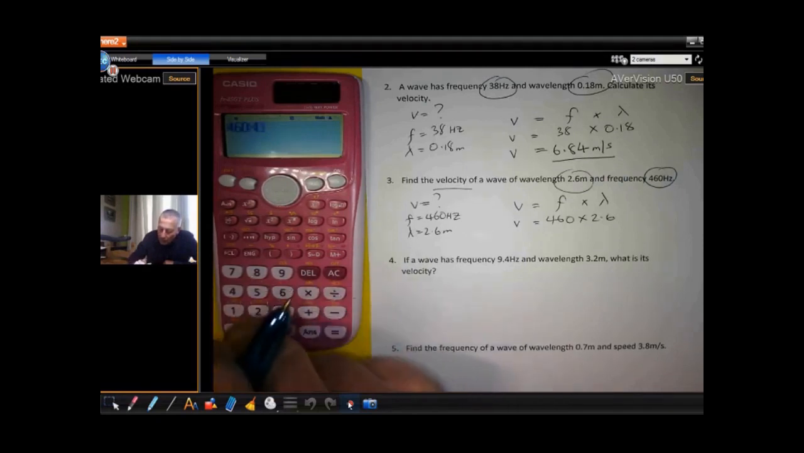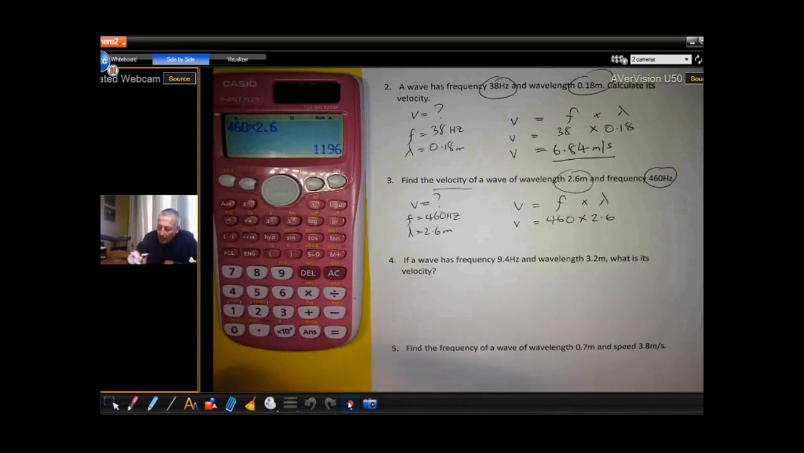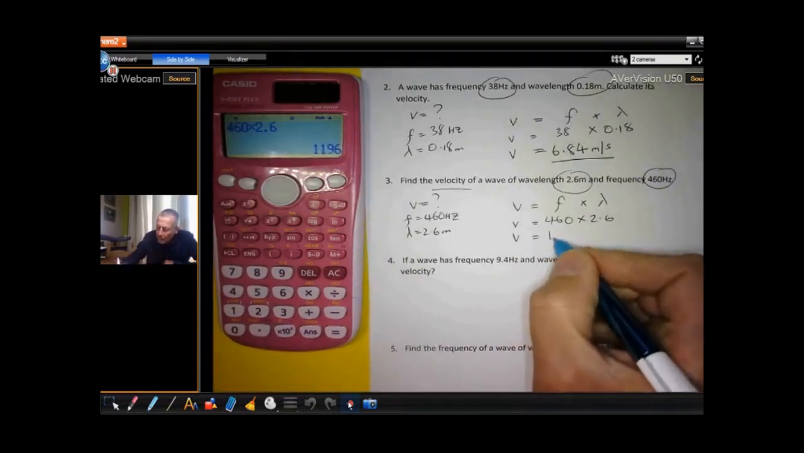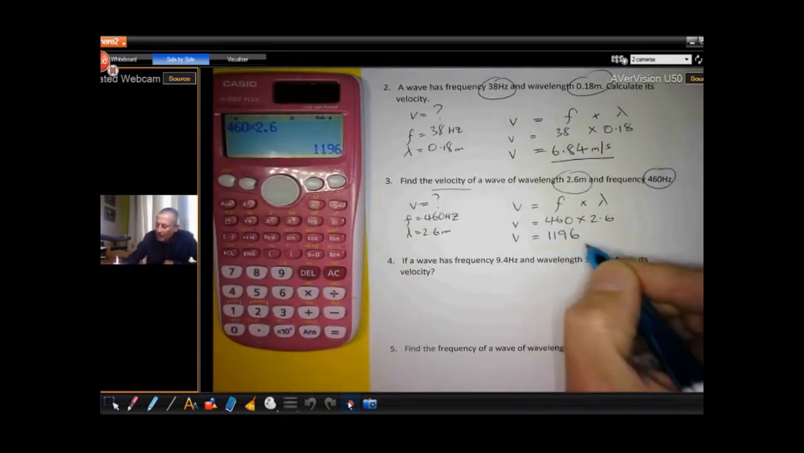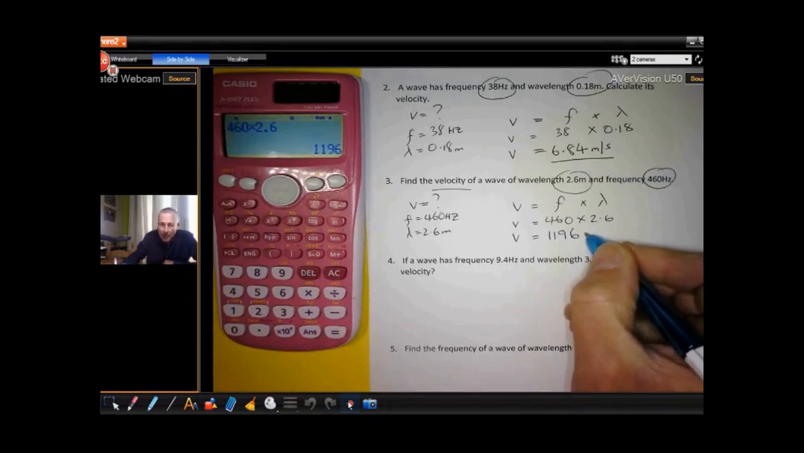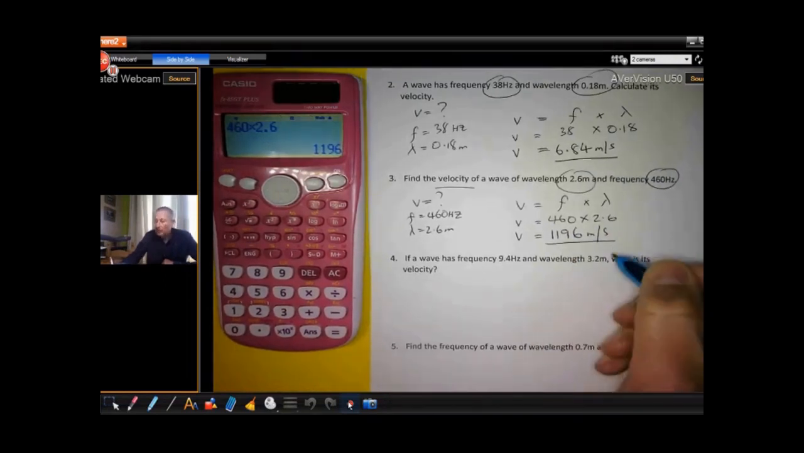460 times 2.6. Velocity is 1,196 units. Meters per second. Underline the answer.